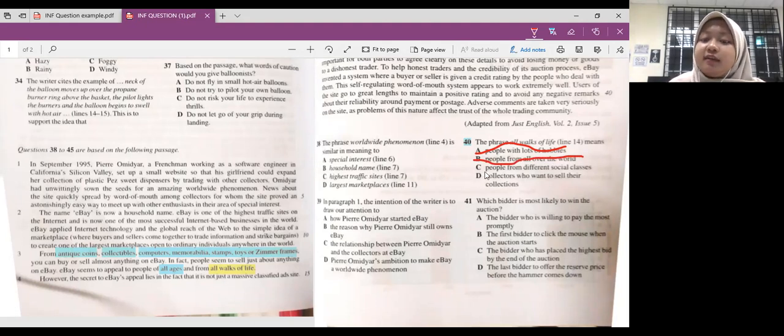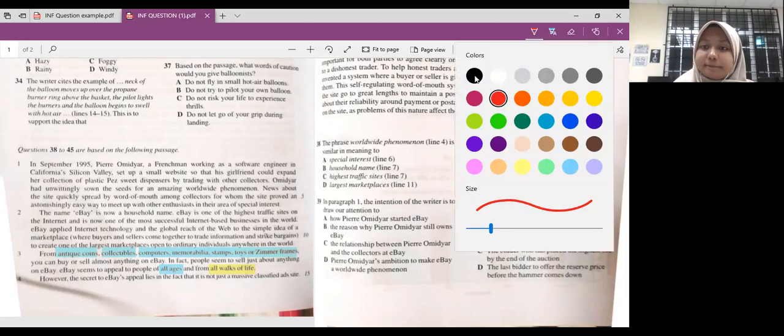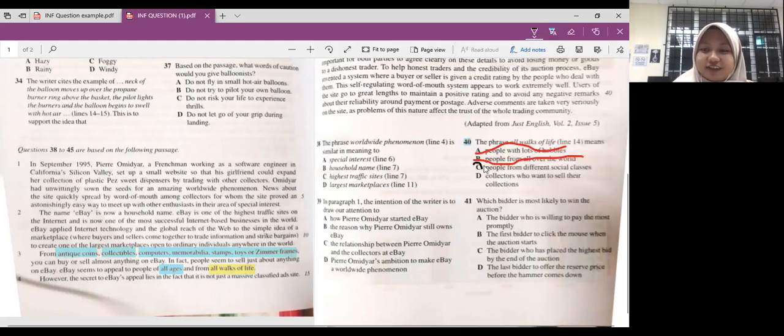There's C and D. People from different social classes. If you look at the clues that I highlighted, it is antique coins, collectibles, and all that. The price point for all this collection can be quite expensive and inexpensive too. Therefore, everyone can buy all these items, everyone in all social classes. Therefore, my answer is B. I mean C, sorry.